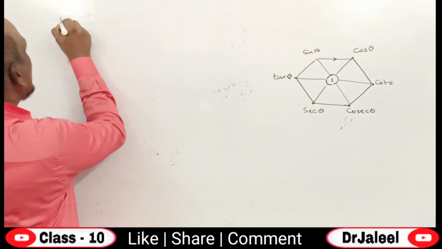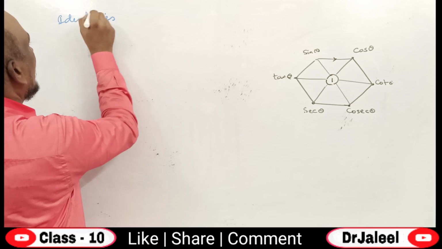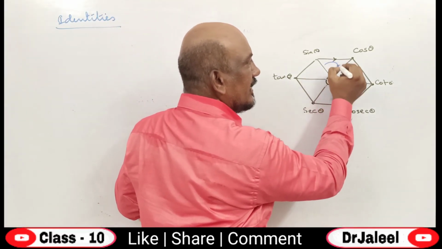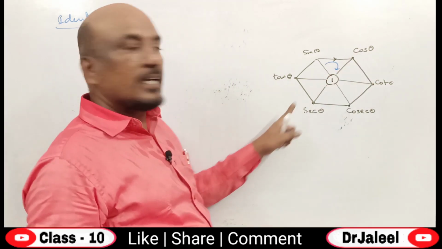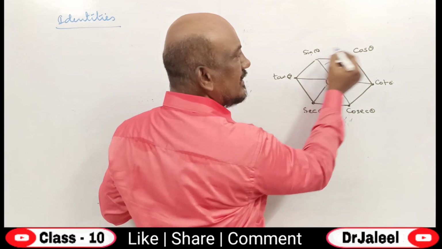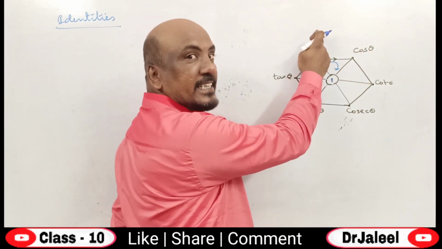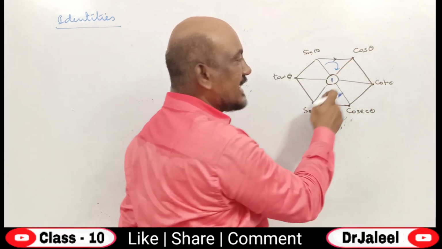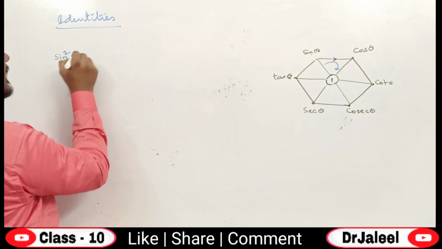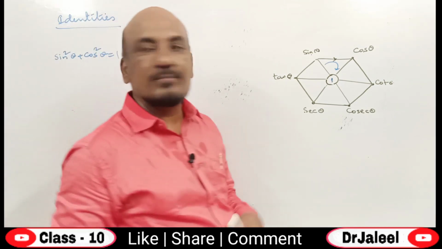Let us go for identities. For identities, how can you use it? Let's go clockwise. I have a clockwise rotation here. Sin, cos, 1. The relation you can write is sin square theta plus cos square theta is equal to 1. What is the first one? Sin square theta plus cos square theta is equal to 1.